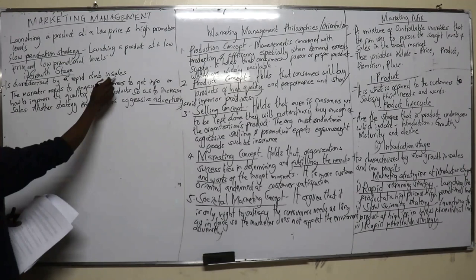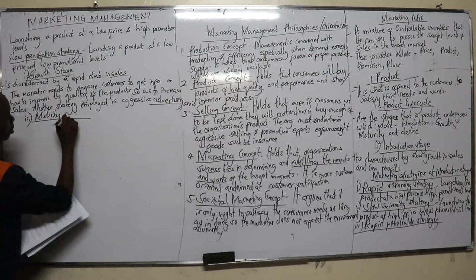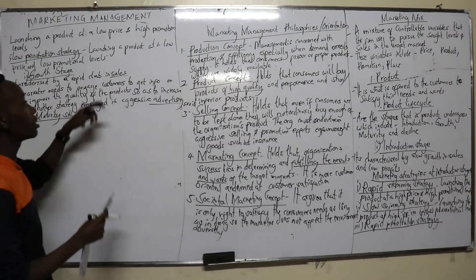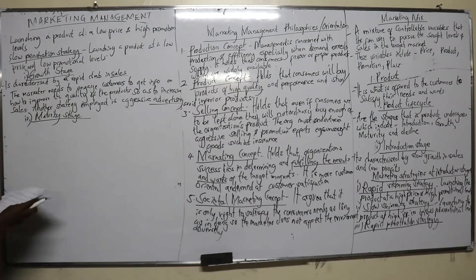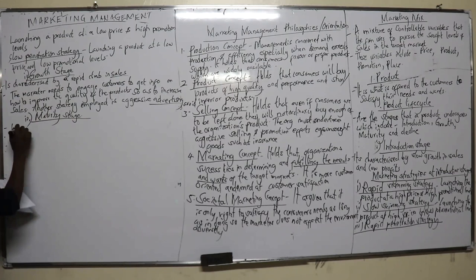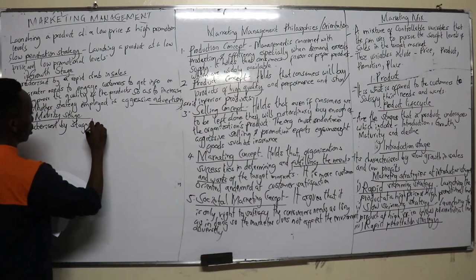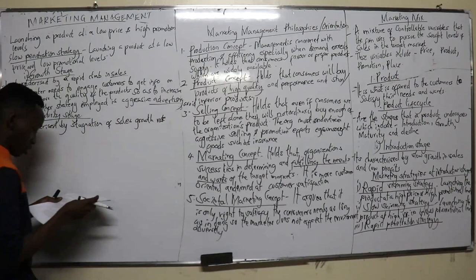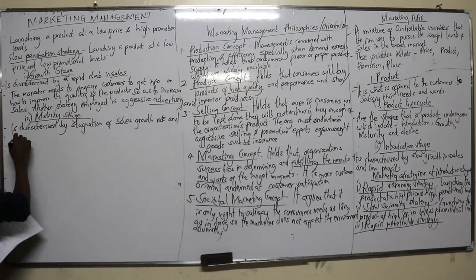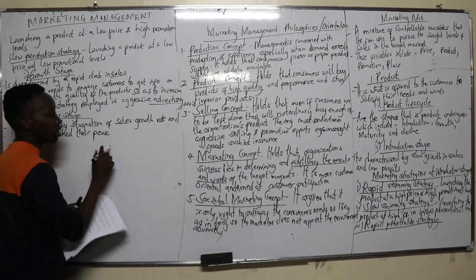And then also for the maturity stage. So this is where these sales now have reached a certain level and they have stagnated. So yes, they are high sales, but necessarily there is no increase in sales. So maturity stage is characterized by stagnation of sales growth rate and sales having reached their peak. So what that means is this is where the product has been sold and there's that constant sales that you're making every other year or period of time.